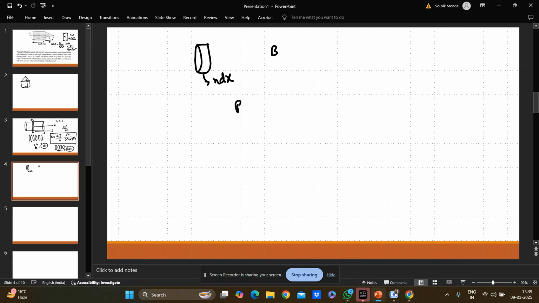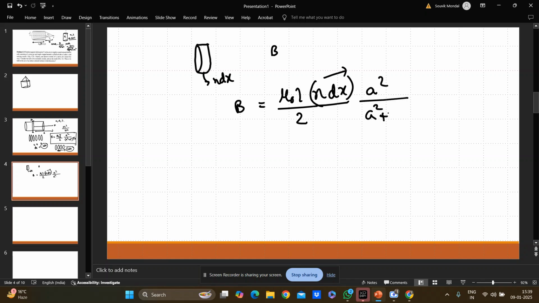So the magnetic field due to the n dx rings is equal to mu naught I by 2 into n dx, which is the number of rings present in the thickness dx, into a square divided by a square plus x square to the power 3 by 2.